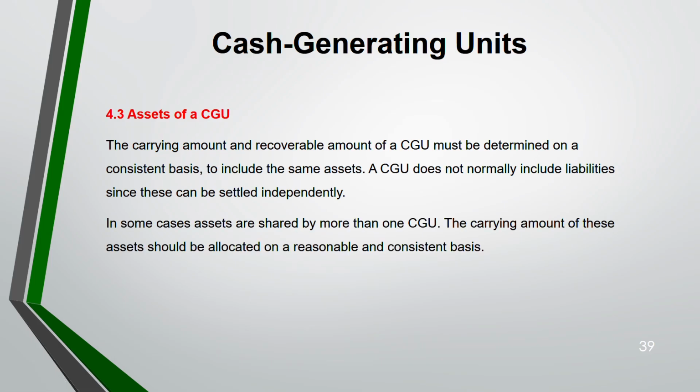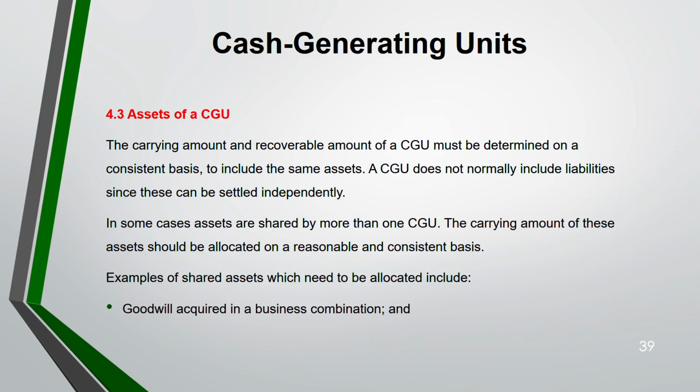In some cases, your assets might be shared by more than one CGU. So the carrying amount of these assets has to be allocated on a reasonable and consistent basis. Examples of shared assets which need to be allocated include goodwill acquired in a business combination and corporate assets, for example, head office or centralized marketing function, because these are used by many other assets.